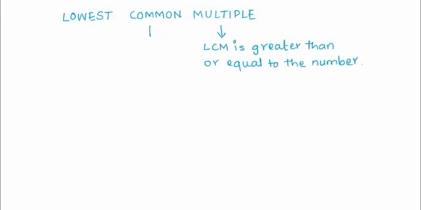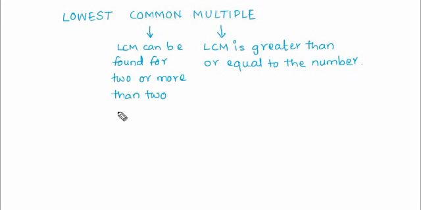Now, common. As we have seen in HCF, common indicates that LCM can be found for two or more than two numbers. We cannot find LCM for one number. And of course, we want lowest of the multiples. We know that we can have infinite multiples. There is no end to it. But what we are interested in is the lowest number from these multiples.